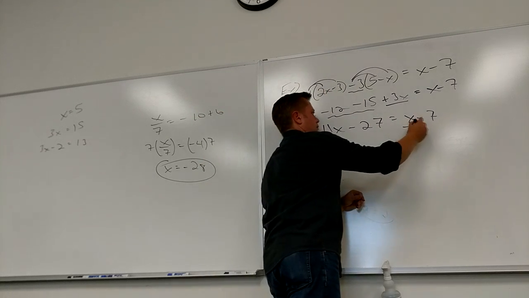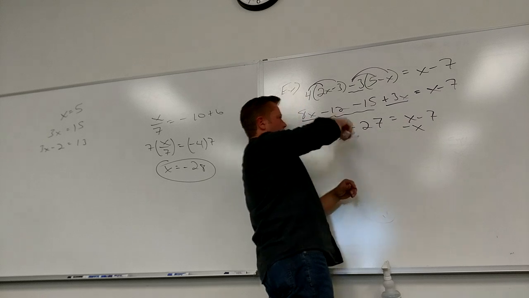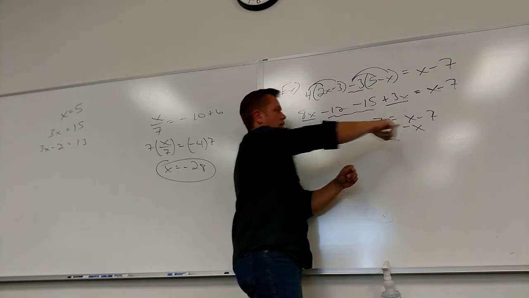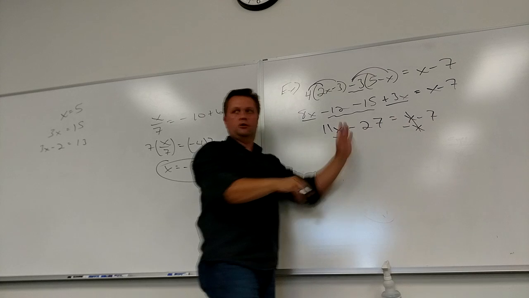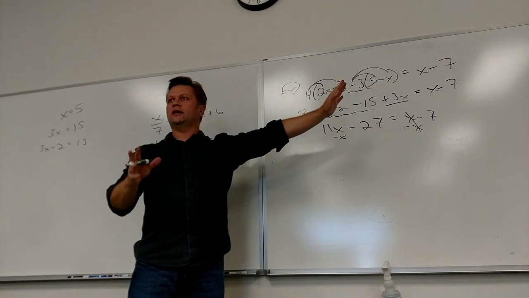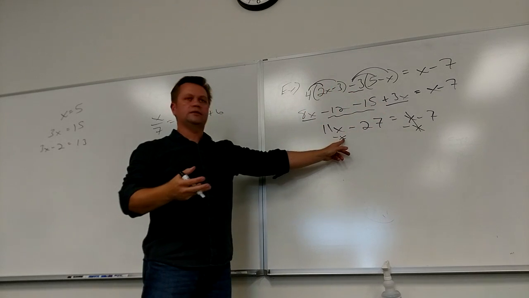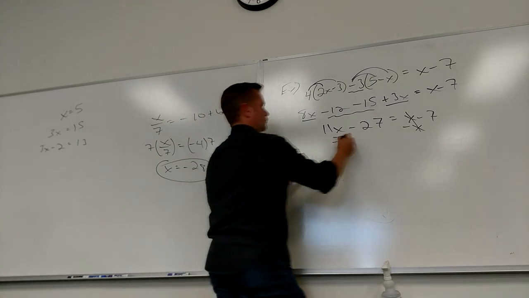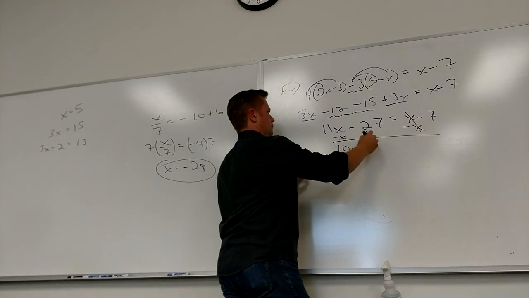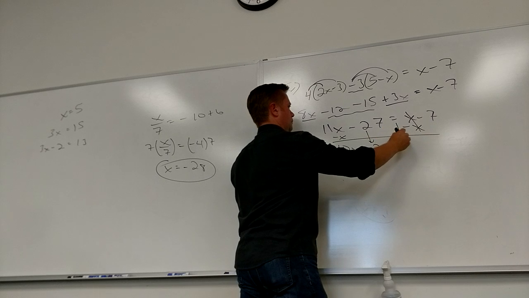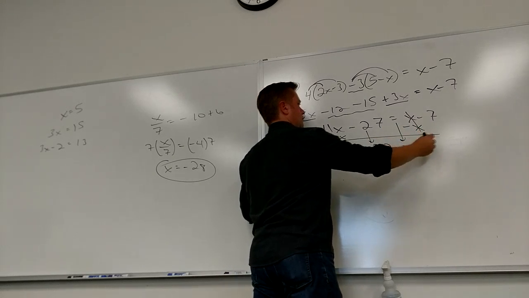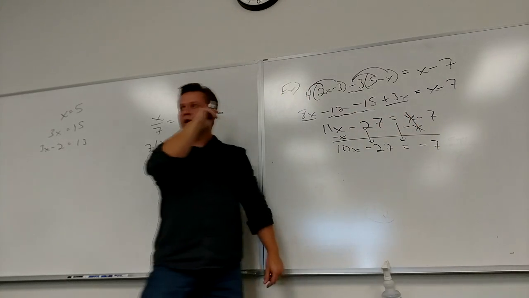So Fareed said, subtract x so that they all come over here. So I made them disappear on one side. They're gone. There's no more x's on that side. Effectively moved them to this side. So that's 10x minus 27 equals minus 7. The x's are gone, so you just got a negative 7 on that side.